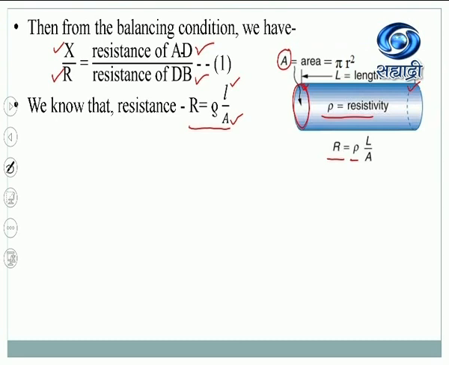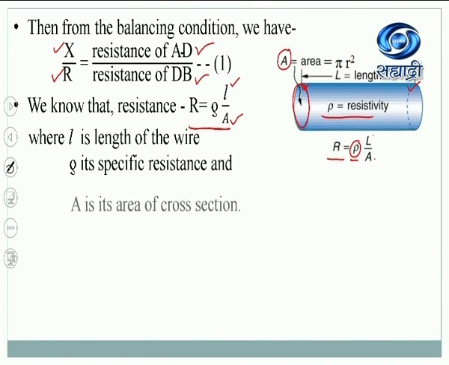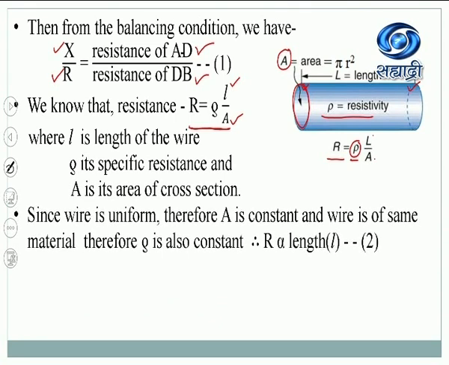So if we know this, we can find out, that means specific resistance is the property of the material. If L and A are known to us, we can find the resistance of that wire. So it is given by R is equal to rho into L by A. Just we had seen, where L is the length, rho is specific resistance, A is the cross-sectional area.